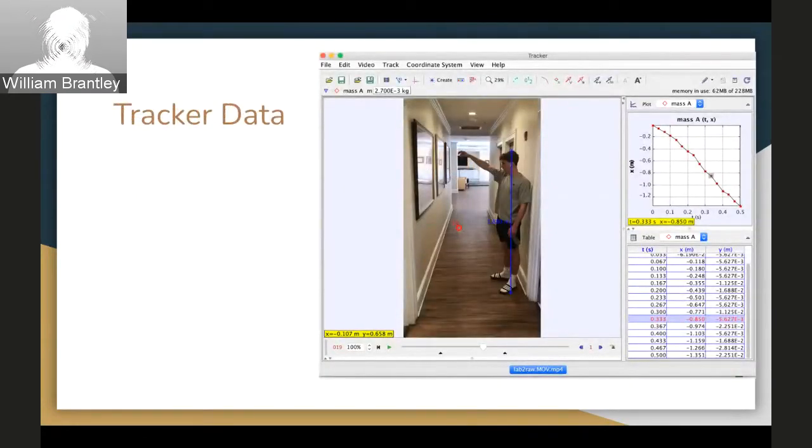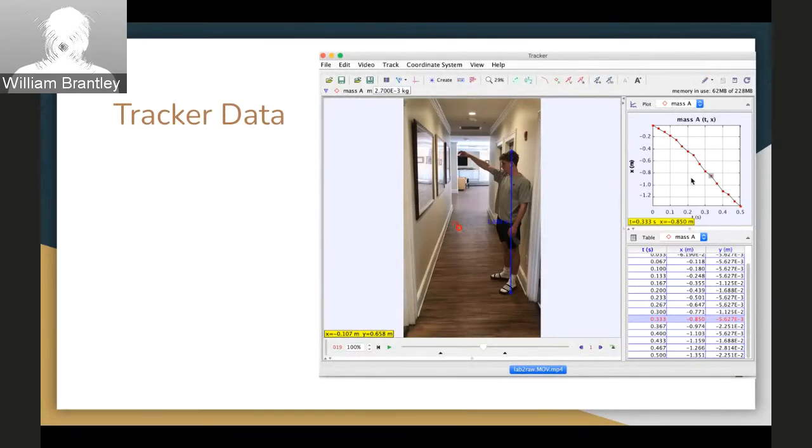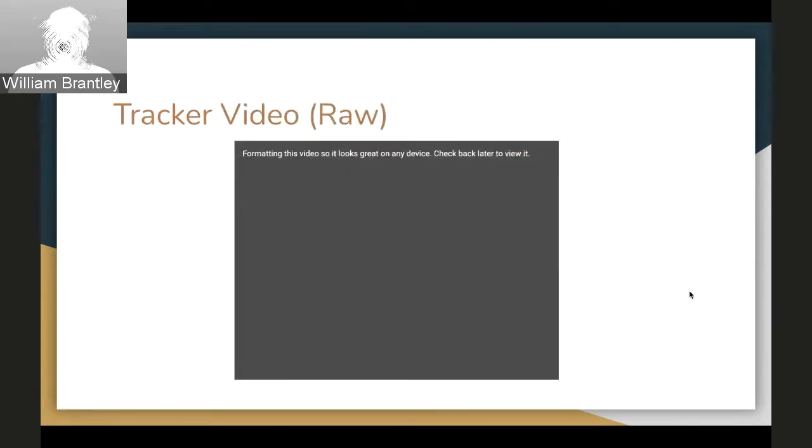This is my tracker data. I dropped a white ping pong ball from 74 inches. It's basically my height. And this is the graph it created, and then this is the data I used. The tracker video of the ball falling will be put in the description.